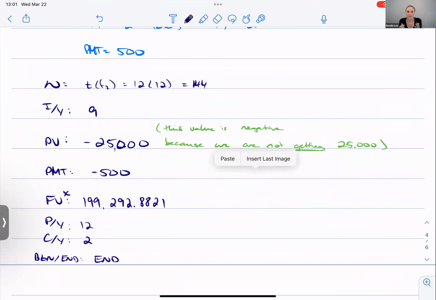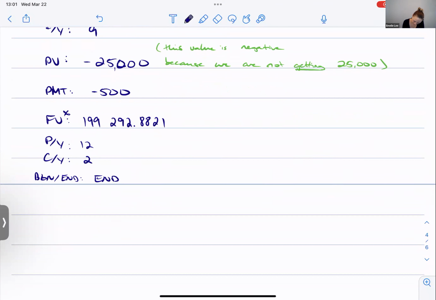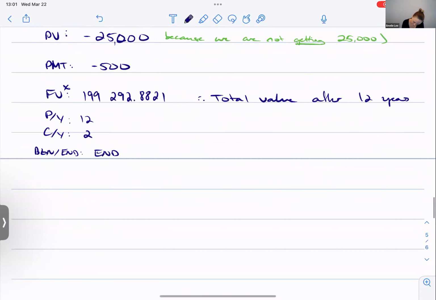Notice that it's positive. So in theory, at the end of all this, I would get $199,292.88. So the total value after 12 years is $199,292.88.